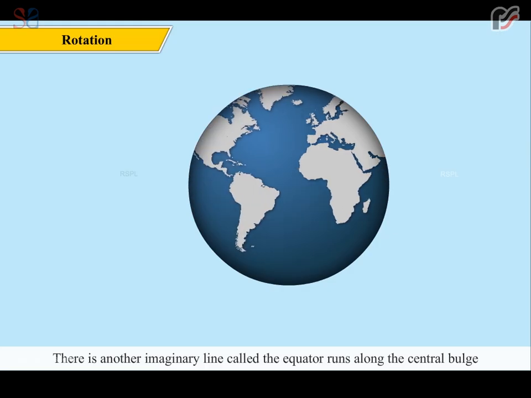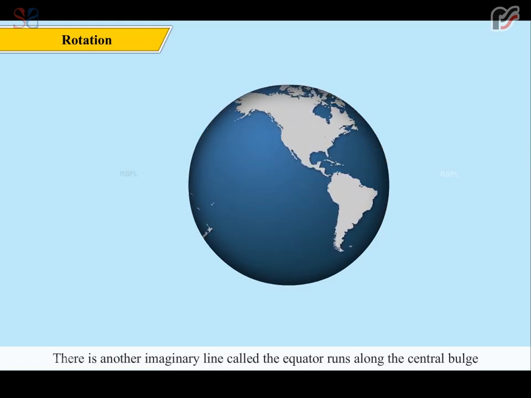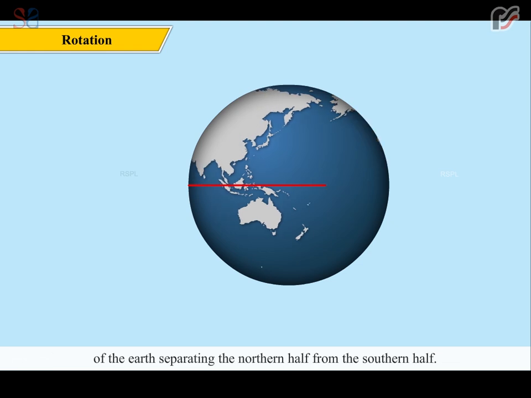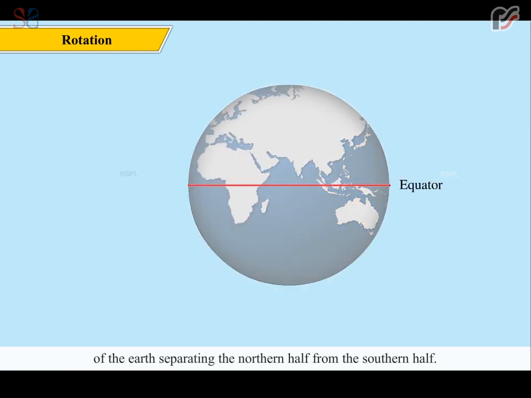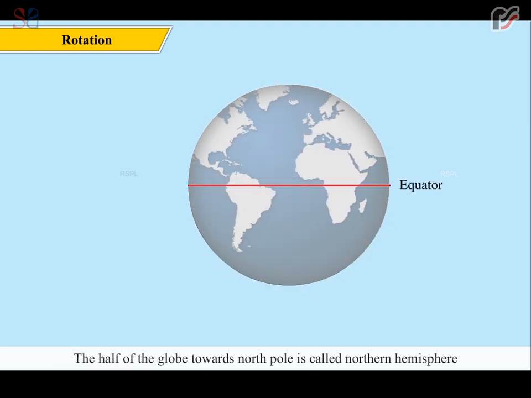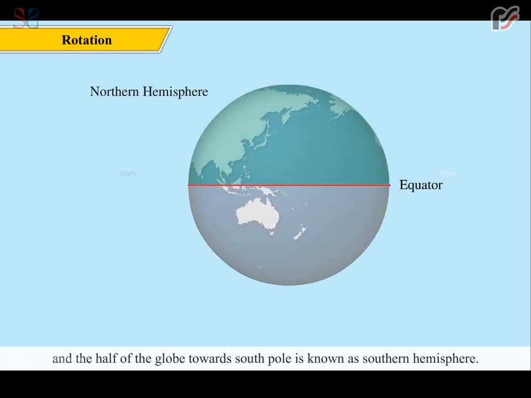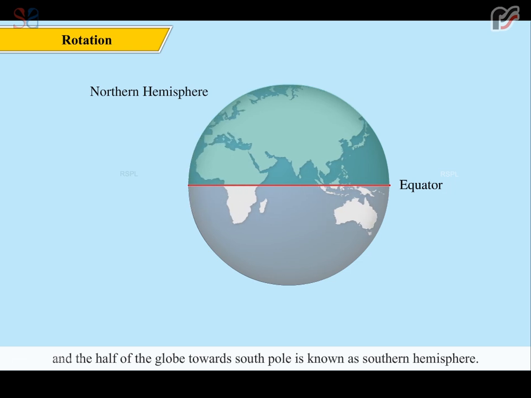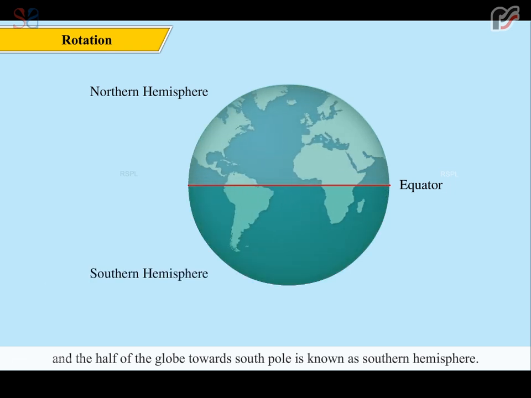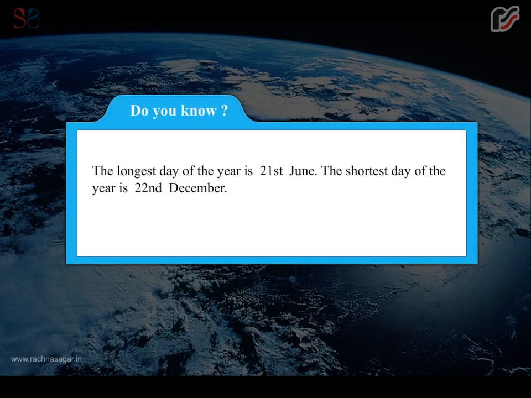There is another imaginary line called the equator, runs along the central bulge of the Earth, separating the northern half from the southern half. The half of the globe towards North Pole is called Northern Hemisphere, and the half of the globe towards South Pole is known as Southern Hemisphere. Do you know? The longest day of the year is 21st June. The shortest day of the year is 22nd December.